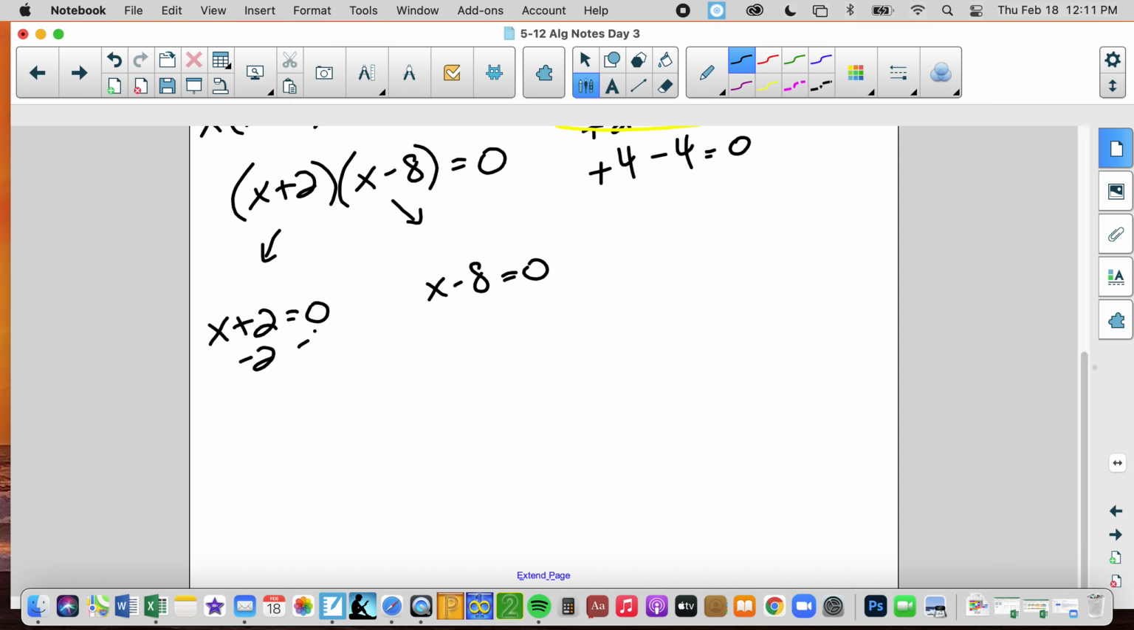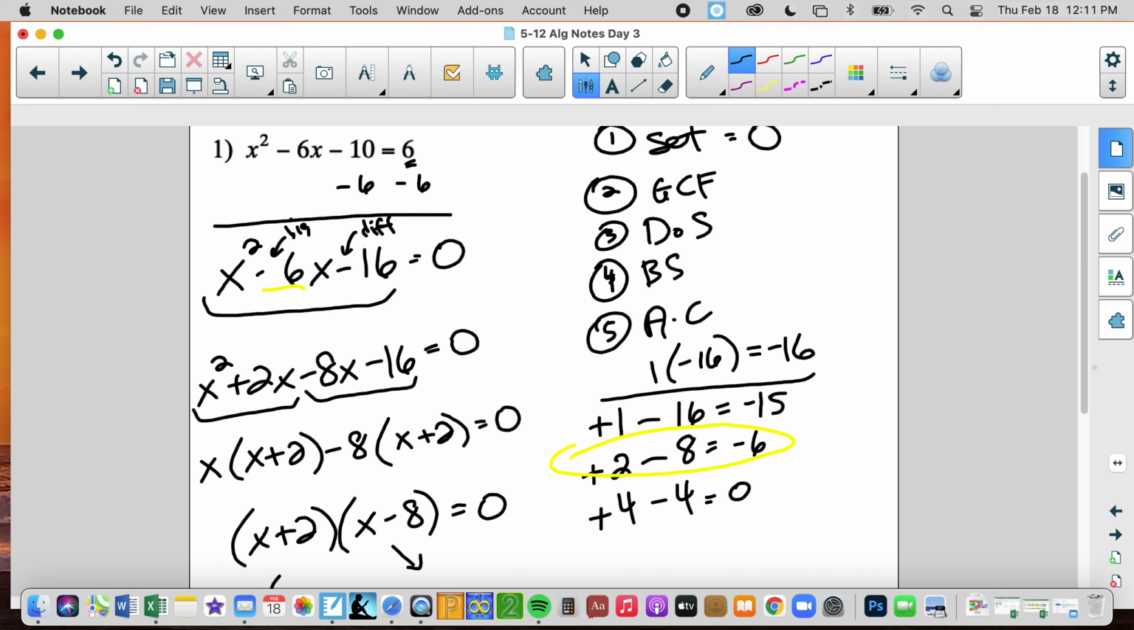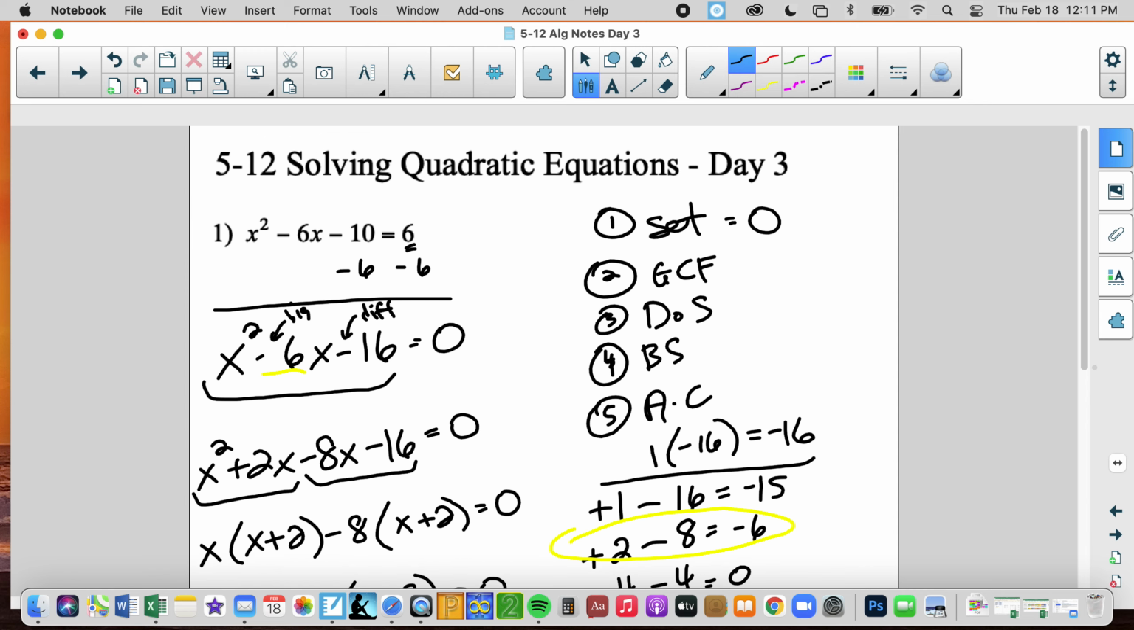And we're going to isolate the variable. We get x equals negative 2. We're going to isolate the variable. We get x equals 8. So my solutions to that equation are negative 2 and 8. Those are the two values that, when plugged into this equation, make the left side equal the right side.